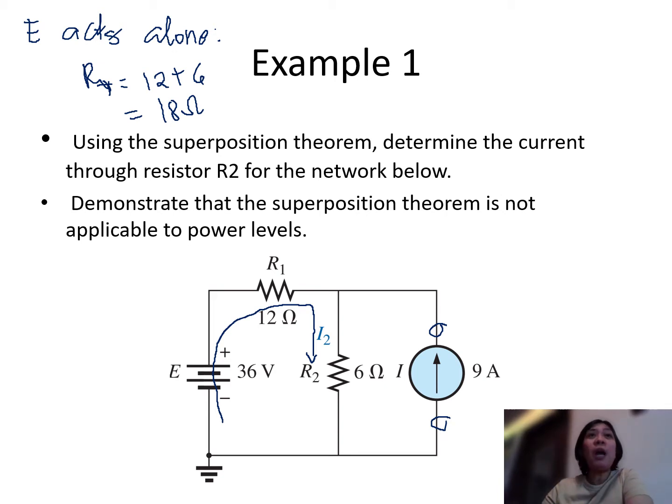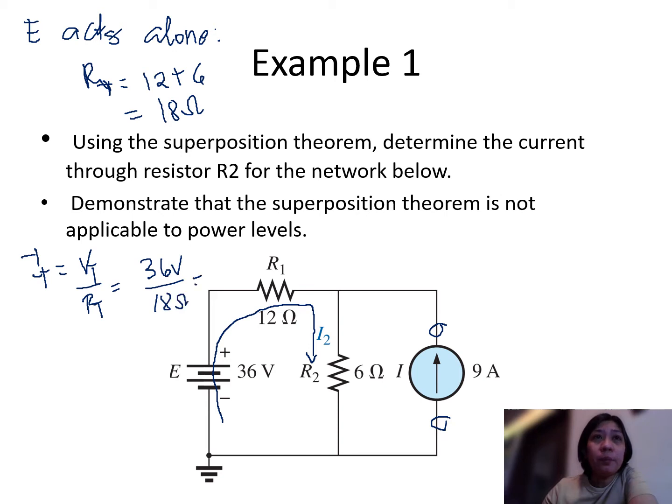Okay, so knowing now the total resistance, we can solve for our total current. The total current here is simply the total voltage, or our E, divided by the total resistance. So our E here is 36 volts divided by 18 ohms. That will give us 2 amperes.